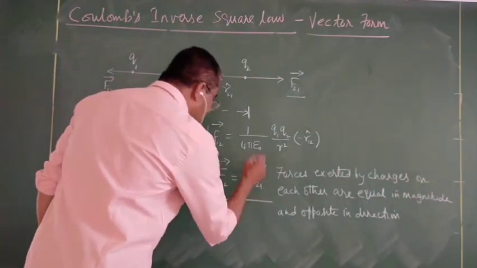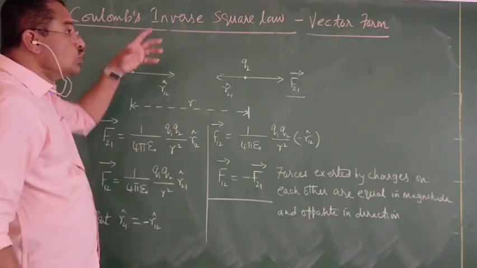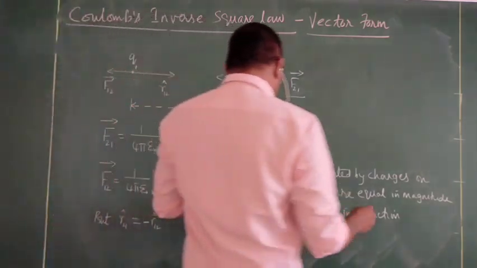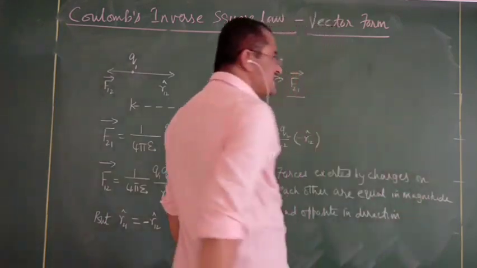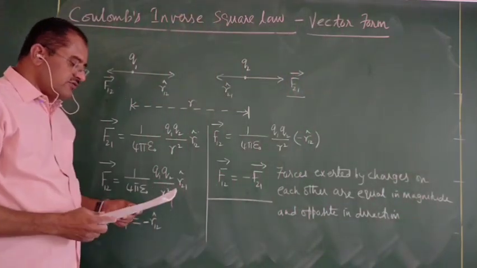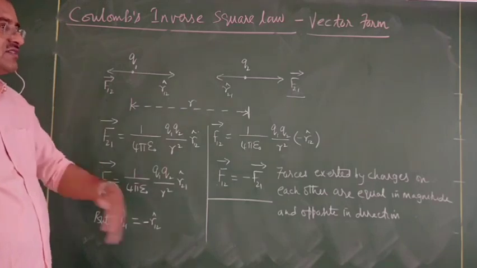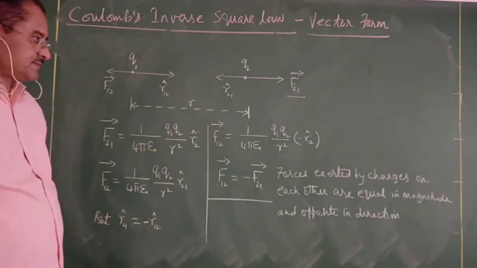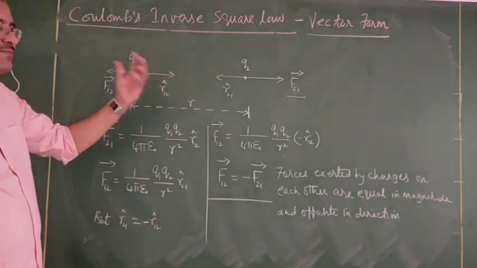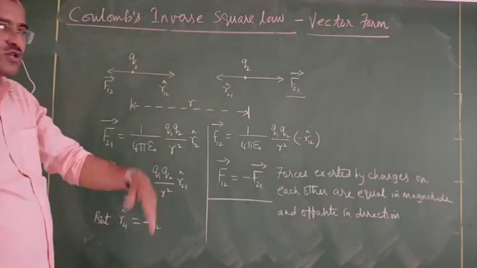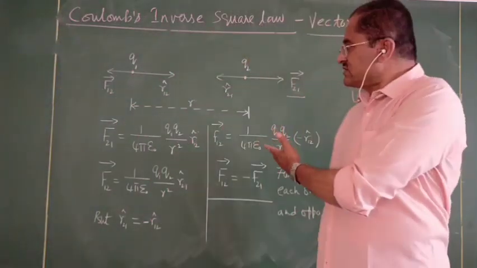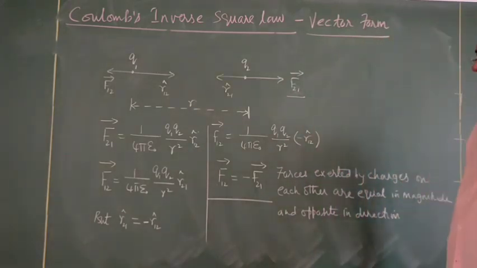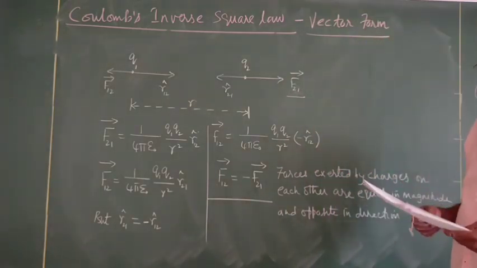Since they are equal and opposite, Coulombic force, I will also call it Newtonian force, action-reaction force. So just simply writing 1 upon 4 pi epsilon naught Q1 Q2 upon r squared, this equation becomes very, very meaningful. Is that okay to you?